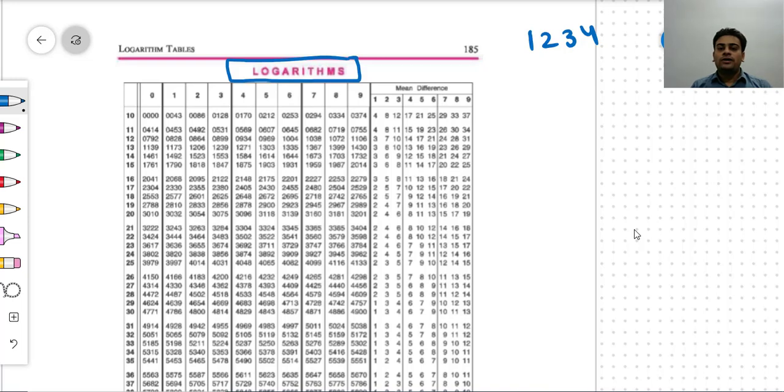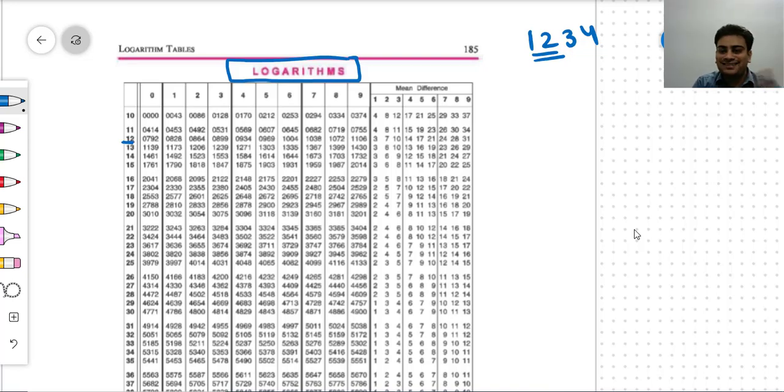So how to look at the log tables? It is a very simple and easy process. You just need to start from the first column. In the first column you will always find the first 2 digits. Your first 2 digits are 1, 2, so you will see 12, right?